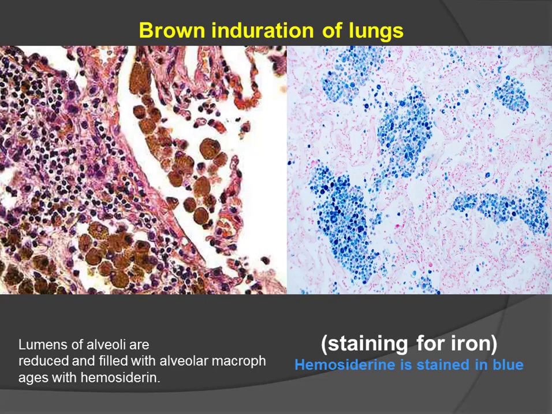the increase of vascular permeability and the synthetic activity of the alveolar septal fibroblast. And on the second slide, you can see the special stain for iron, or reaction of the pearls. You can see granules of pigment hemosiderin. Its color is blue.